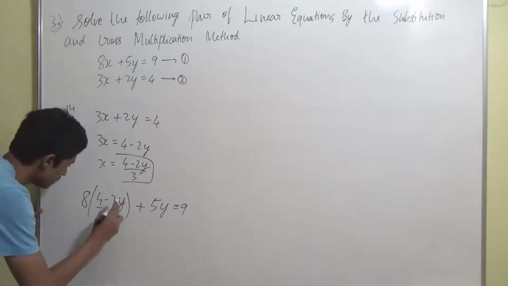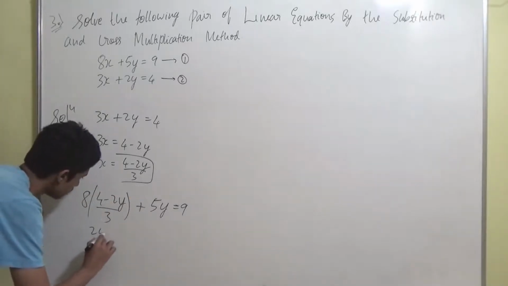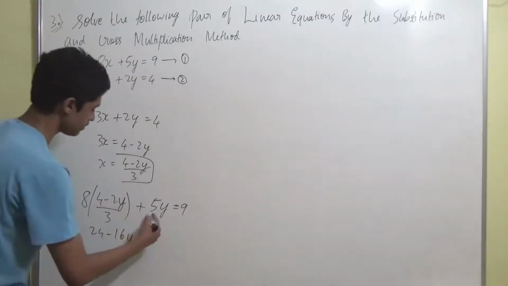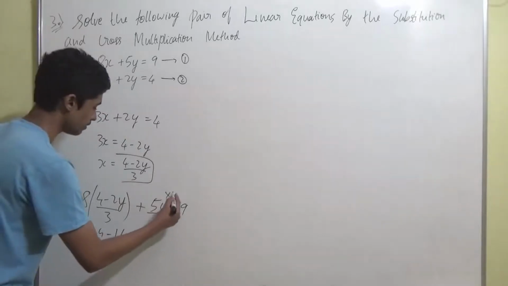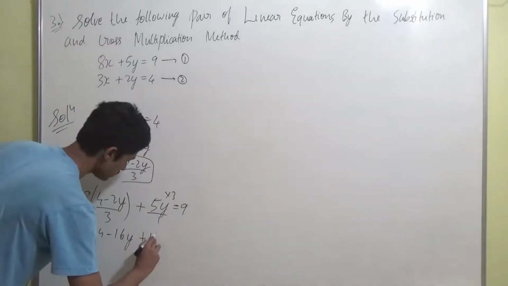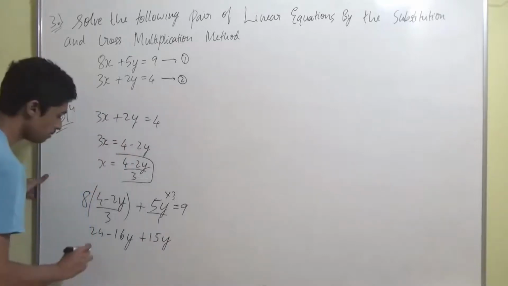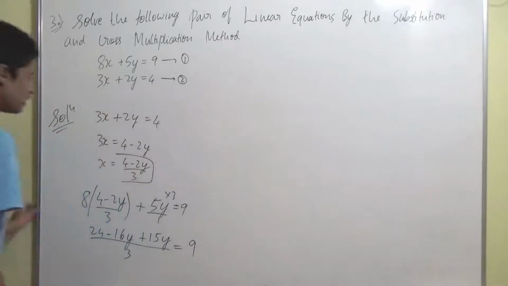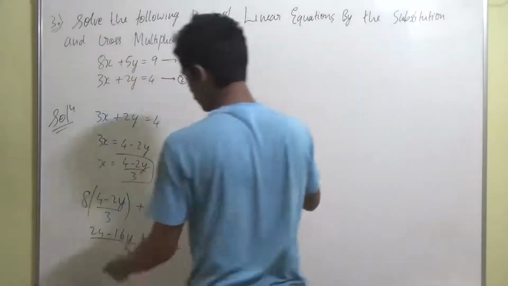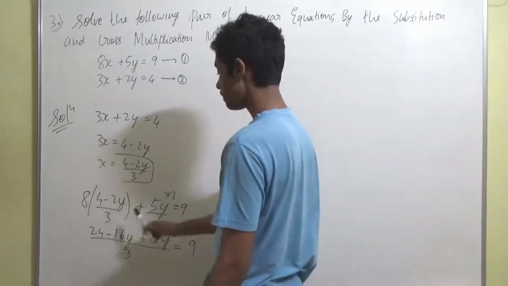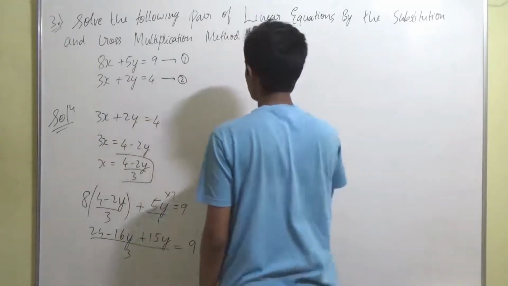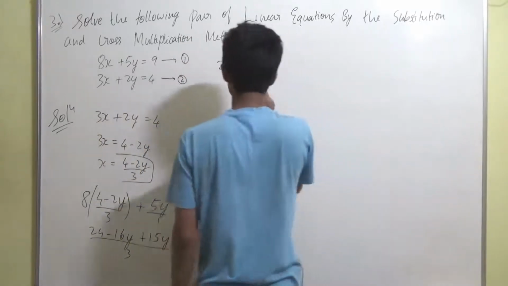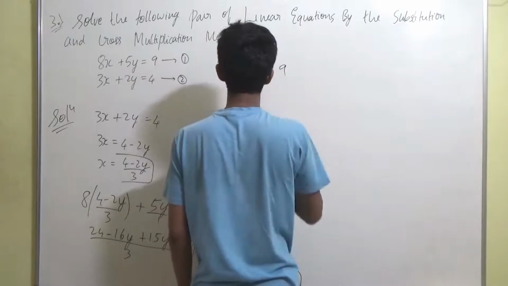Let's start expanding it. This one is going to become 24 minus 16y. Now here itself I'll take the LCM, guys. So here it's 1, so 3 into 1, LCM, let me take it here itself. So it's going to become plus 15y by the whole by 3 equal to 9, correct? Now coming here, let me simplify this. 24 minus 16y plus 15y gives us minus y. So it is like 24 minus y by 3 equal to 9, correct?